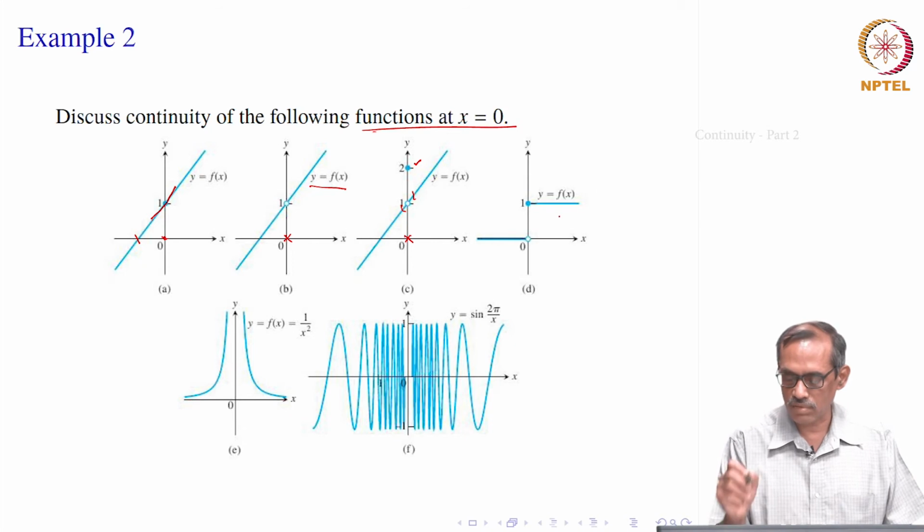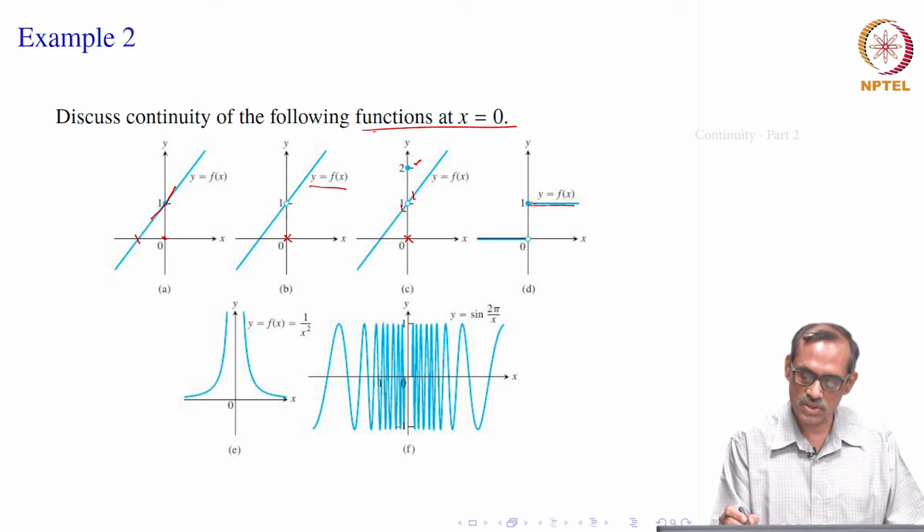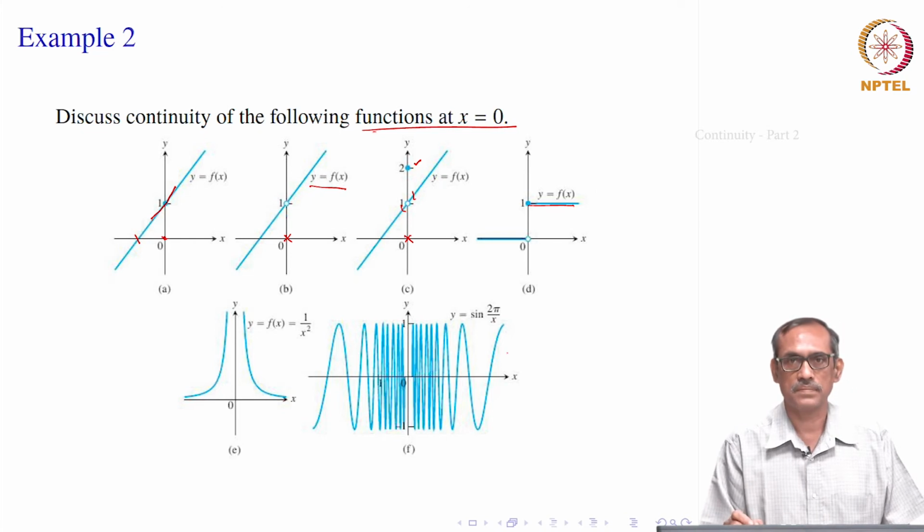Now, what about the fourth one in D? Here when x is less than 0, the function is given as 0 itself, its value is 0, and when x is bigger than or equal to 0, its value is given as 1. That is the function. At 0 also its value is 1. So, now you see the left sided limit exists, that is equal to 0, the right side limit exists, that is equal to 1. Functional value at 0 is 1.